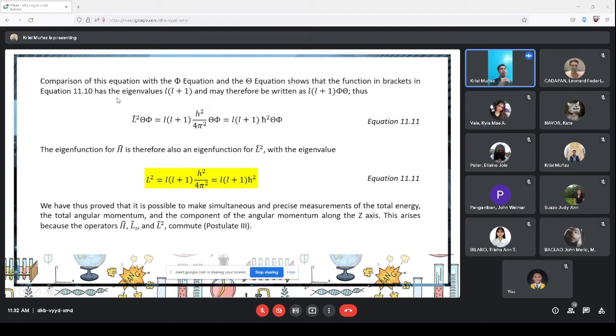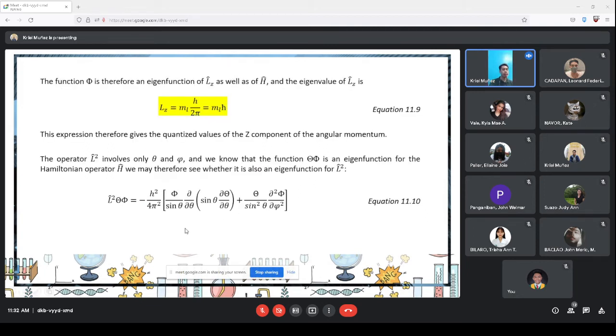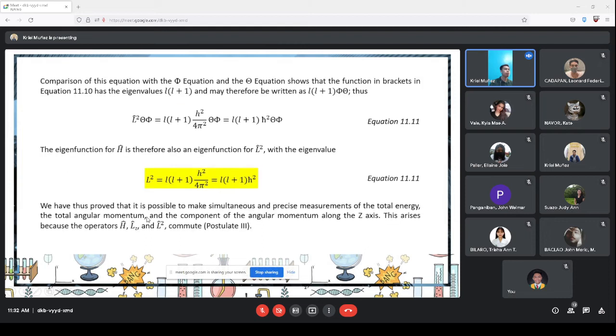Kung babalikan natin, class, yung discussion natin regarding this part, we know na this one has an eigenvalue, no? So yung eigenvalue is L times L plus 1. And then that would bring us back our wave function. So it may therefore be written as L times L plus 1 times the wave function, the product of the wave functions phi and theta. We have discussed this in, kailan to discussed? Module 9, right? Okay, so we got this.